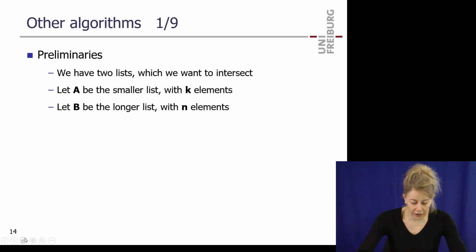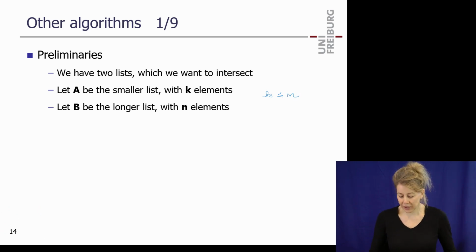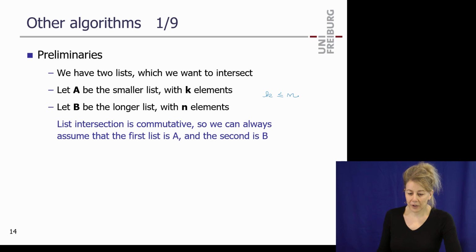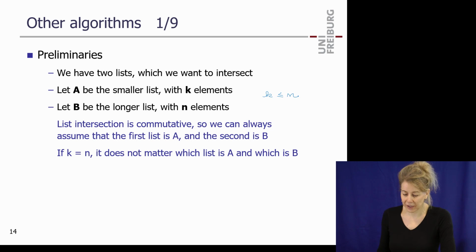Let's maybe write that here. So K is less or equal to N. Of course, they could have equal size. Yeah. List intersection is commutative, doesn't matter A intersect B or B intersect A, so we can always just swap it so that A is the smaller list. And if they are equal, it does not matter which one is which.